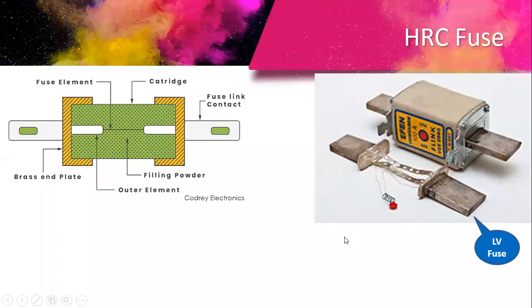Now you can see this is an HRC fuse. Already you have seen. Here, this is one fuse element, this is another fuse element, made up of silver material. So this is diagrammatic, and this is physical. You can see that this is a porcelain material. This is the fuse link contacts. Inside, powder form is provided.